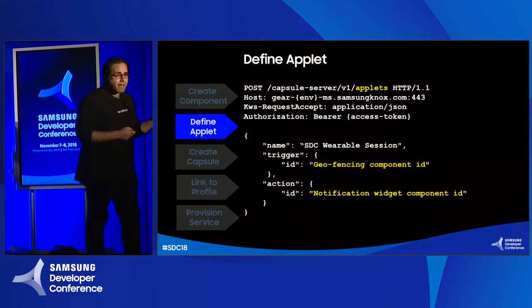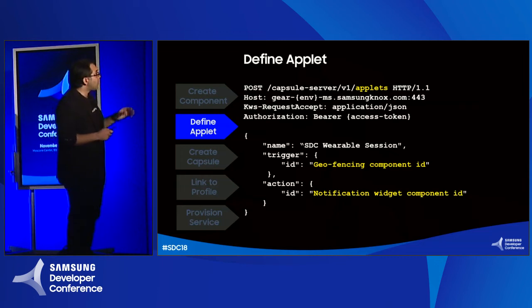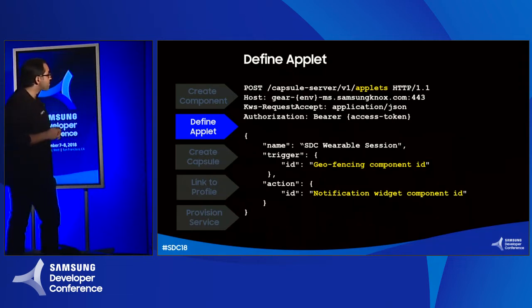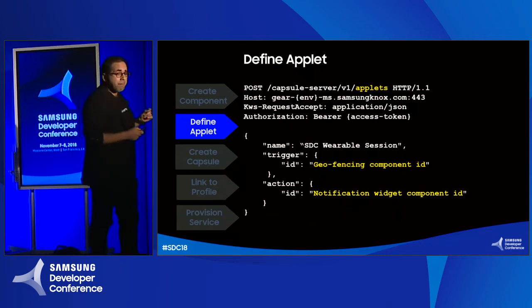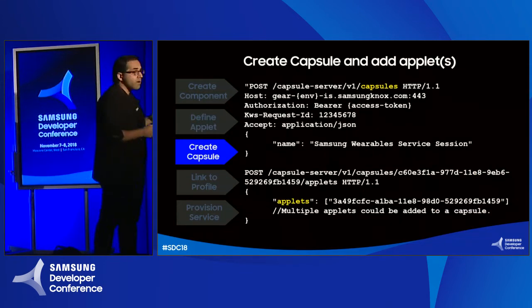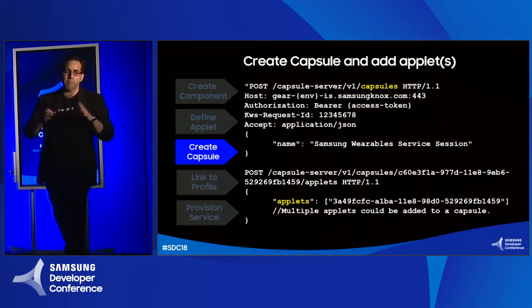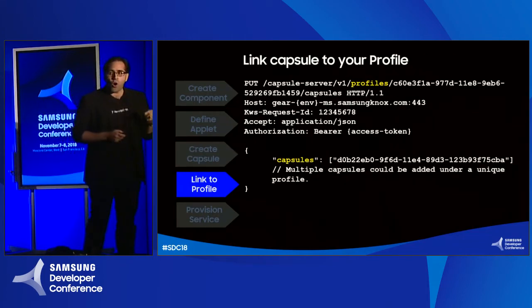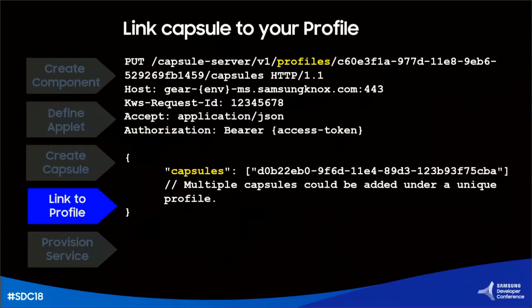Now, in the applet, you define the trigger and the action. So in this particular case, in the applet, you are defining the trigger as the geofencing component, and then the action as the notification component. Now, both would be getting an ID, and therefore you'll be plugging those IDs here. Once you create that, your applet is created. And now, in the capsule, you can add one single applet or multiple applets if you want to. And here's a different example of how you create a capsule and then associate an applet in that capsule. Once you have associated, all you need to do is link that applet with your profile, and you're done.